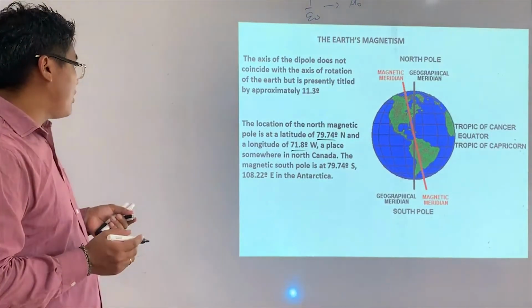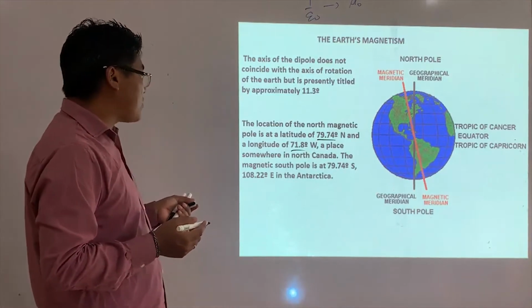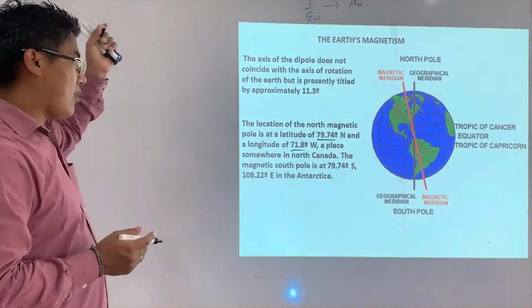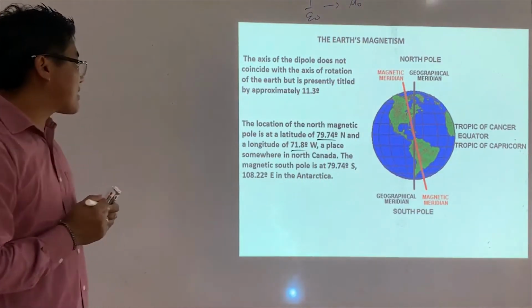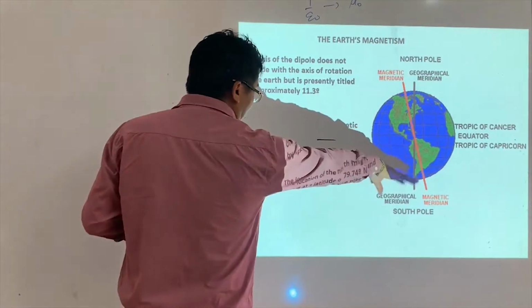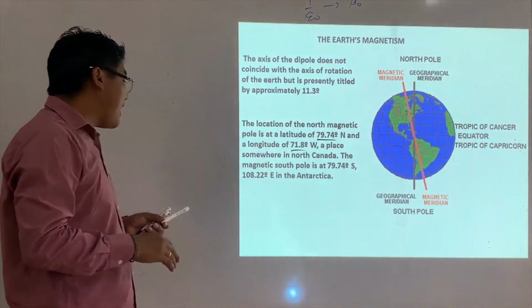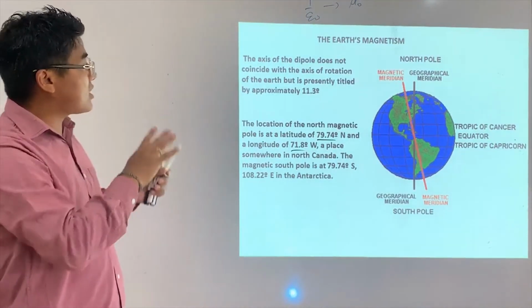79.74 north, and the longitude is 71.8 west, somewhere this side, the Canada side. And then magnetic south is at 79.74 south and 108.22 east, this side it falls. So this is what we have.